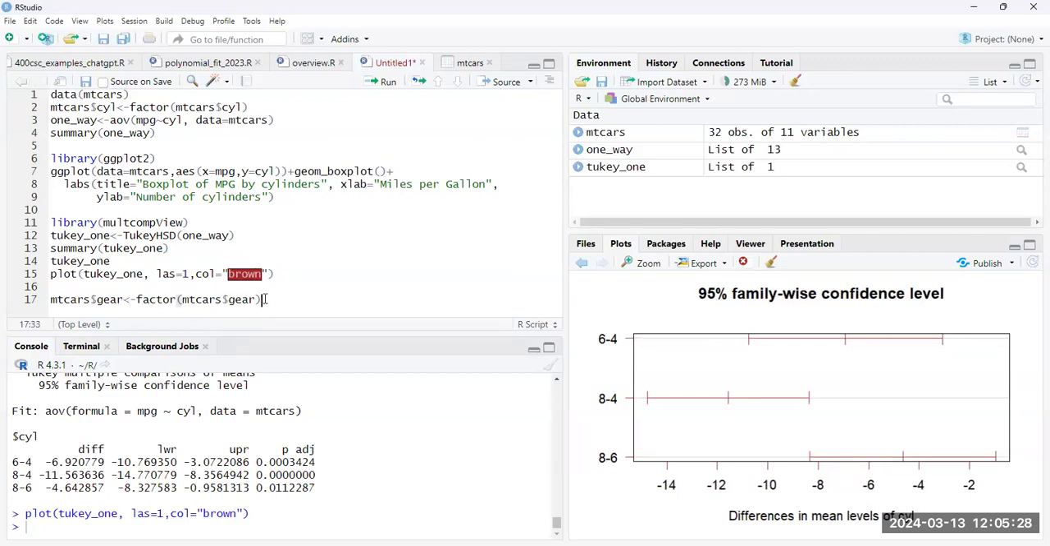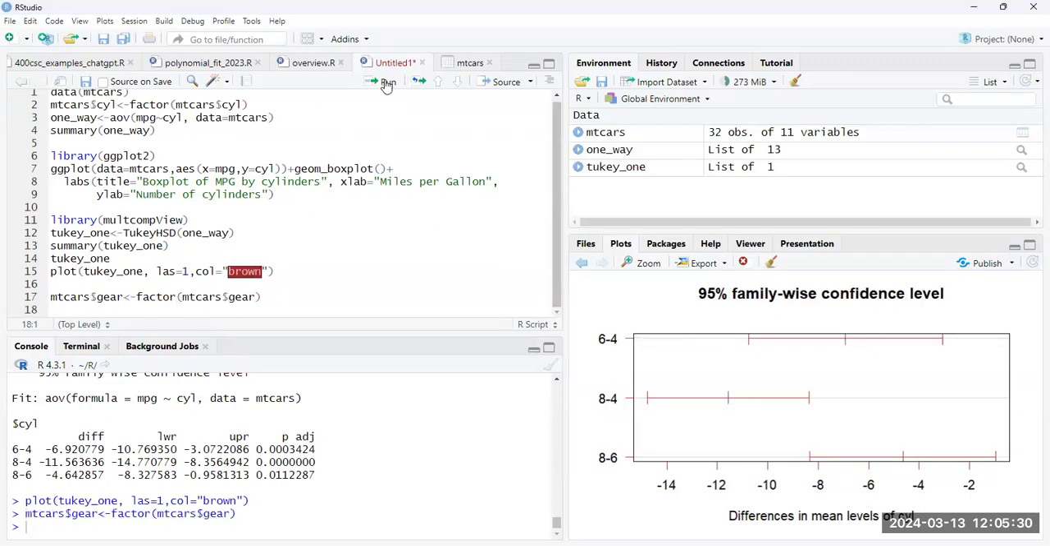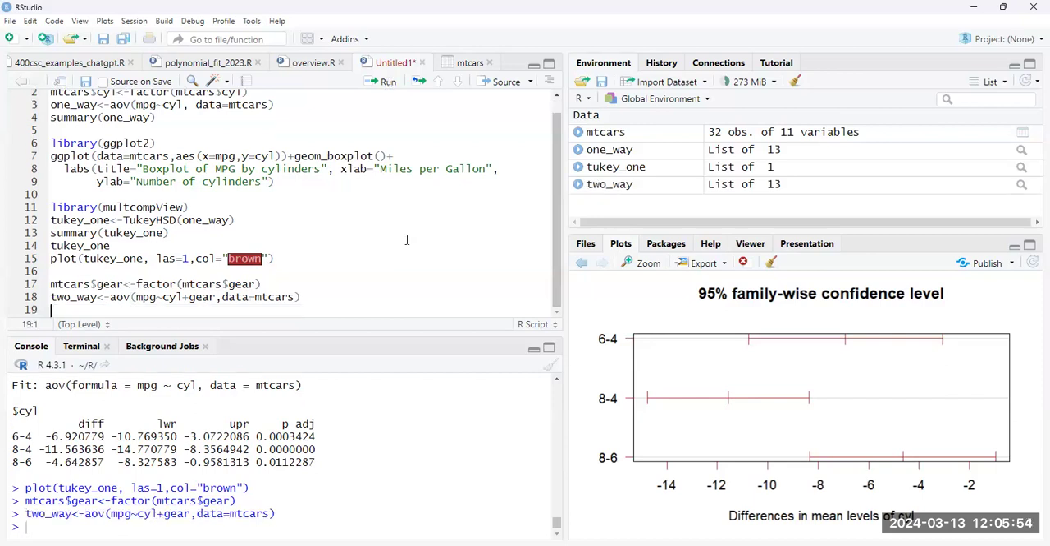This gear. And then we're going to do our two-way ANOVA, which is basically going to work pretty much the same as the one-way ANOVA. We're going to use the same function. MPG is being modeled by, and then we just put a plus sign in between our two variables. And then we can get the summary of our two-way.